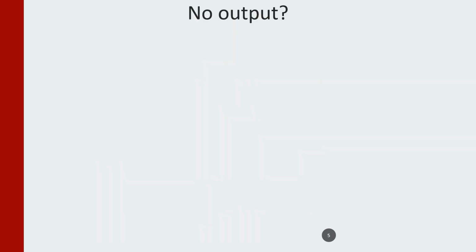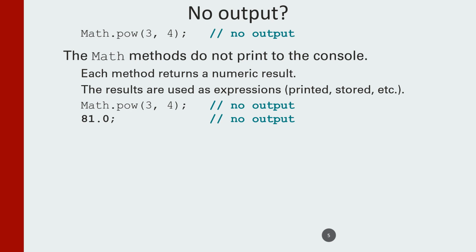If I were to write out Math.pow and then in parentheses 3, 4, semicolon, I know that the answer is 81.0, but the terminal is not going to actually print out any output for you. So the math methods do not print to the console. Each method returns a numeric result, and those results are used as expressions. So Math.pow(3, 4), ending with a semicolon, gives me no output, and similarly, just typing in 81.0 and ending with a semicolon does not give me any output.